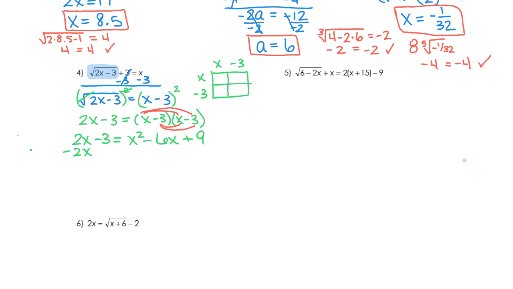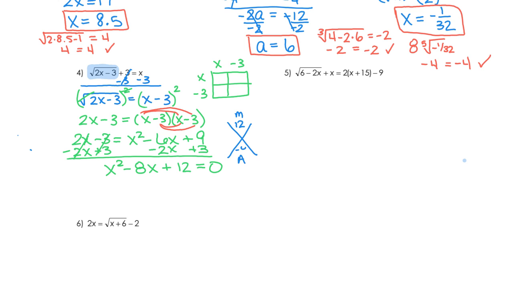So I'm going to go ahead and subtract my 2x. I'm going to go ahead and add my 3. And now I have x squared minus 8x plus 12 equal to 0. Because the directions don't say anything about nearest tenth, nearest hundredth, simplest radical form, I'm going to assume that this is factorable. So I'm going to set up my x box. I'm going to multiply to 12, and I'm going to add to negative 8.